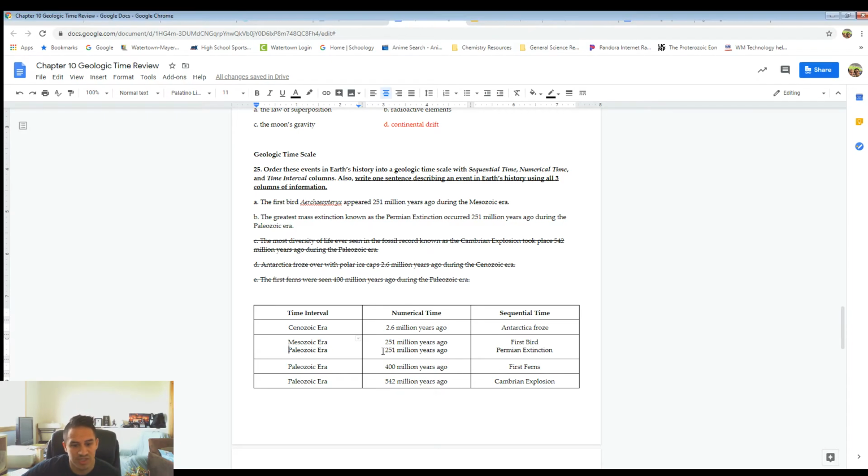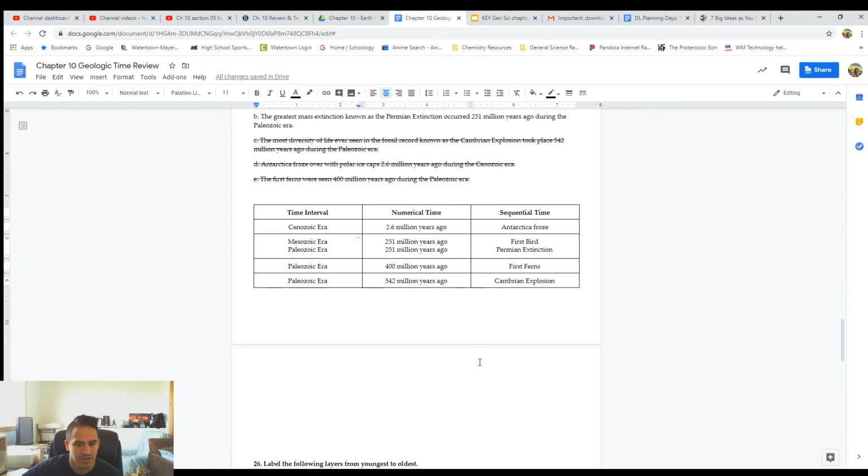Okay. So here we'll see now that we have oldest events at the bottom, youngest ones at the top. We go from oldest to youngest. And the time intervals go Paleozoic, Paleozoic, Paleozoic, then Mesozoic, and then Cenozoic. Okay, and the events are in this order. Okay, so this is a timeline. Again, we would have done this in class, but we didn't. So we're going to learn about it here.